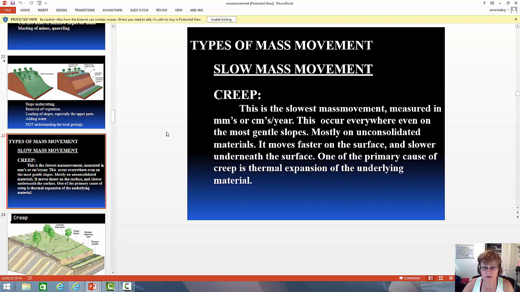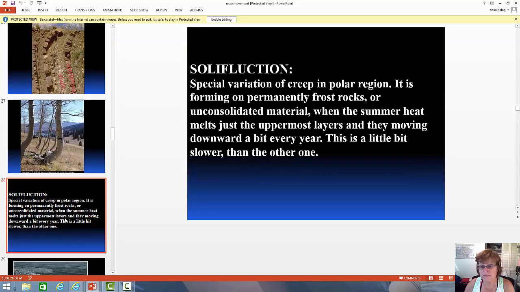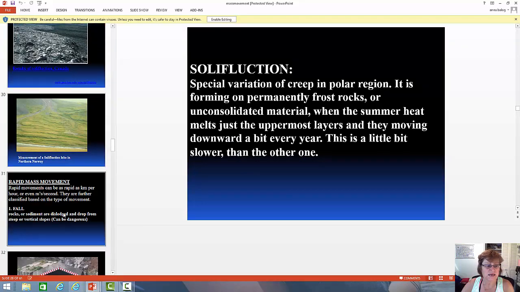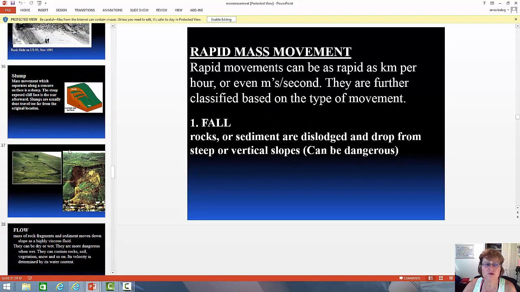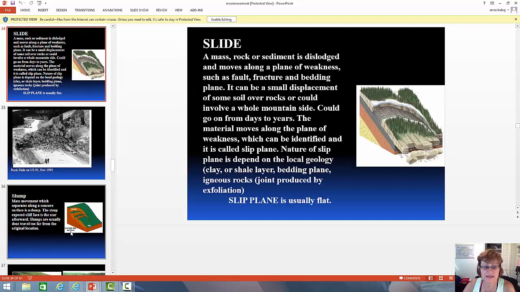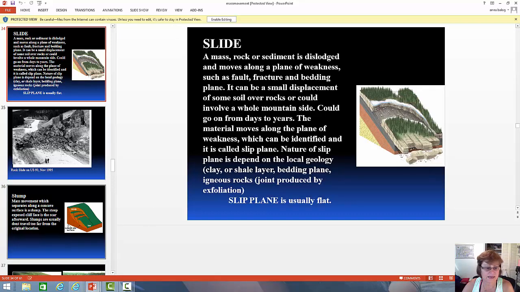And then you have to tell me about creep and solifluction. Remember, solifluction only happens in polar regions. And of course, the rapid mass movements. You should know all of them. You should know the difference between a rock slide and a slump. Remember, the slump has a curved slip plane, whereas the rock slide has a straight slip plane.